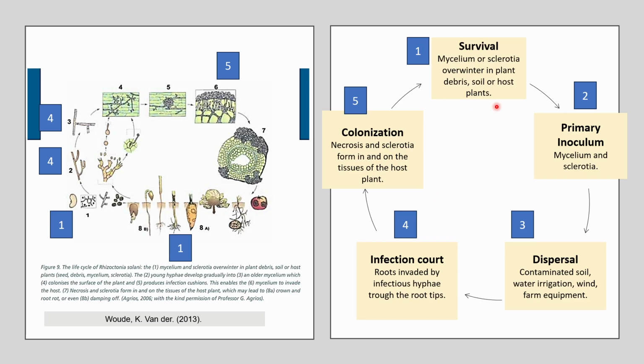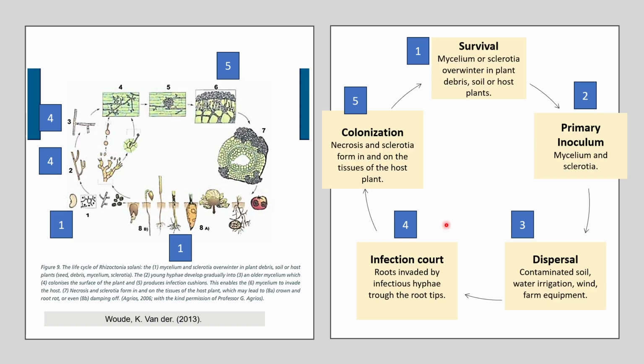First, about the survival. The mycelium or sclerotia overwinter in plant debris, in the soil, or host plants. So the primary inoculum are those, the mycelium or sclerotia. And in this picture, we can locate the survival and also the primary inoculum here. So I also could put like the number 2 over here.